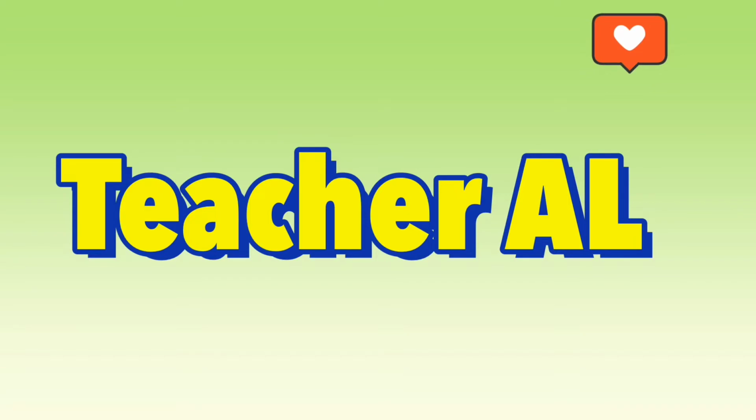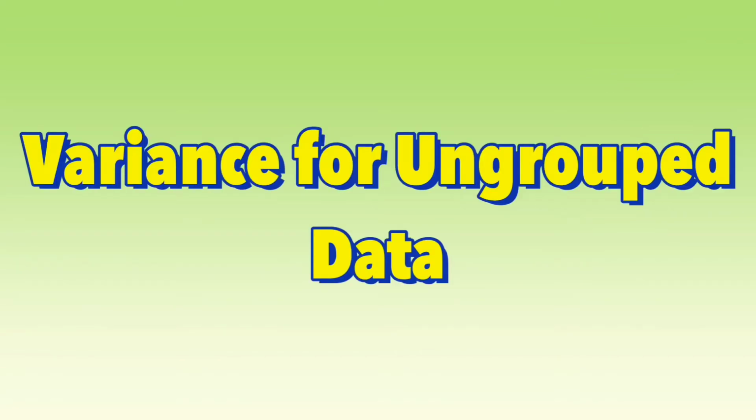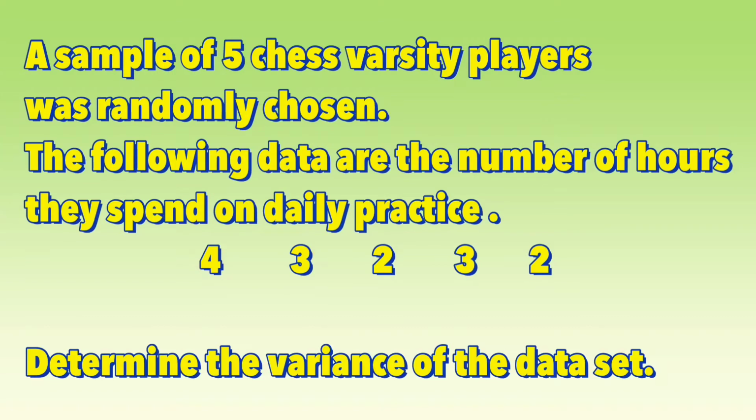Welcome to my channel. Today we're going to study again how to compute the variance for ungrouped data. Variance means the average of squared deviations. Sample number 3: a sample of 5 chess varsity players was randomly chosen. The following data are the number of hours they spent on daily practice: 4 hours, 3 hours, 2 hours, 3 hours, 2 hours. Question: determine the variance of the dataset.